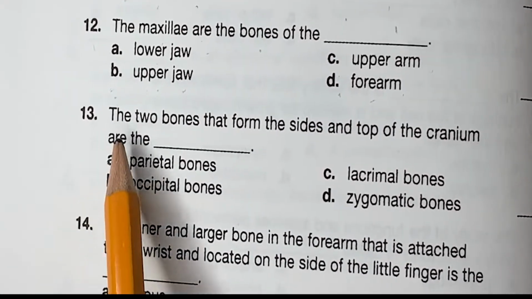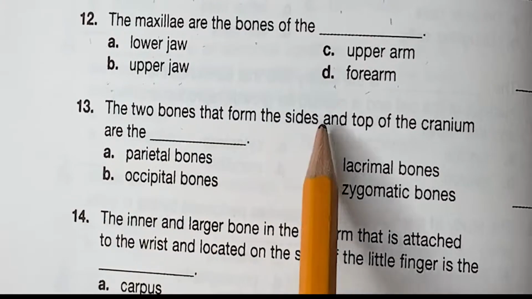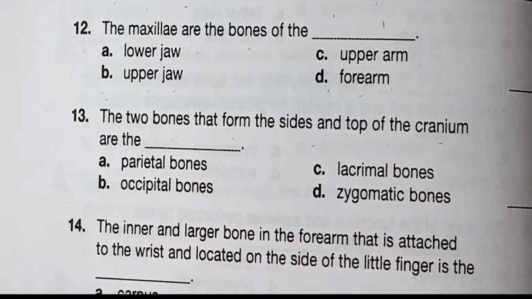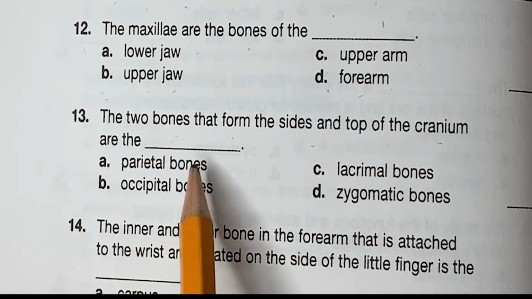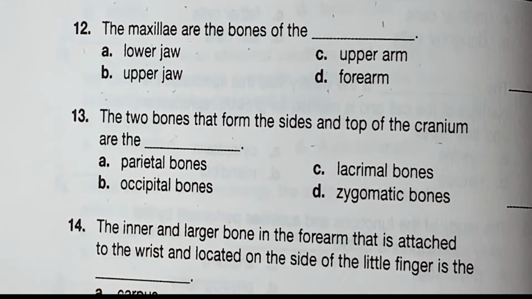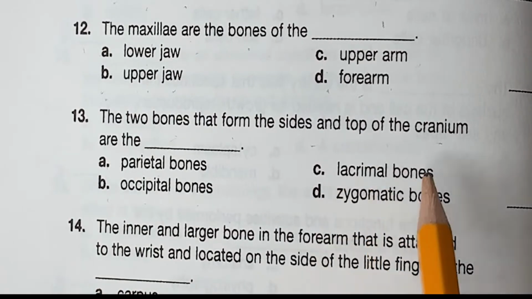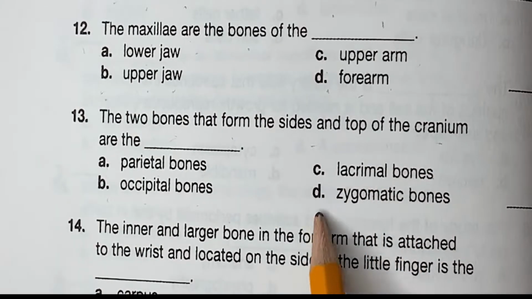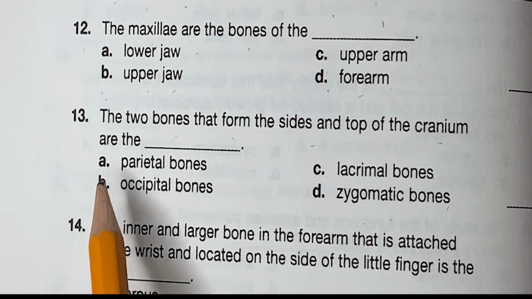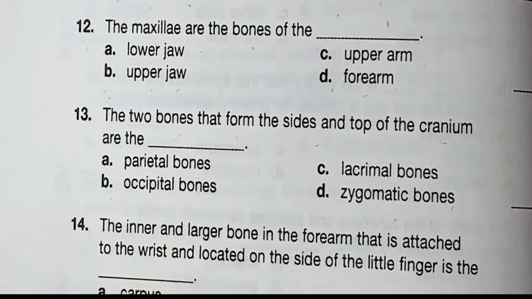Number 13. The two bones that form the sides and top of the cranium are the blank. A, popliteal bone, B, occipital bone, C, cranial bone, or D, zygomatic bone. And your correct answer is A, the popliteal bone.